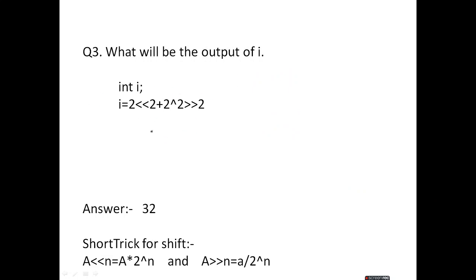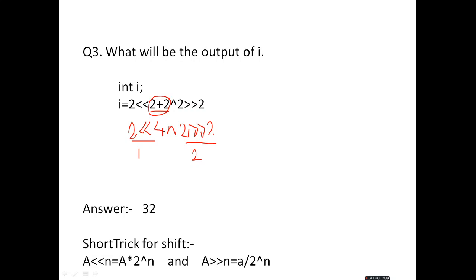So first of all, we will calculate the arithmetic operator, that is 2 plus 2 is equal to 4. So this 4 is given, and 2 left shift of 4, then XOR of 2, and then right shift of 2. This is our first step. Then we need to perform the shift operator. This is the left shift and this is the right shift. First we will perform the left shift and then the right shift.